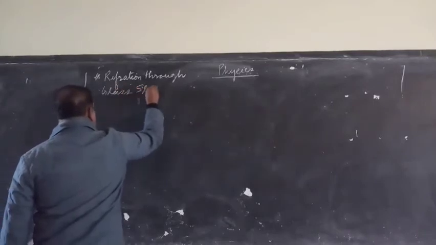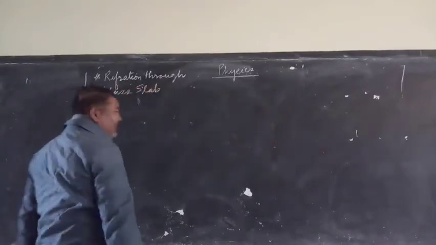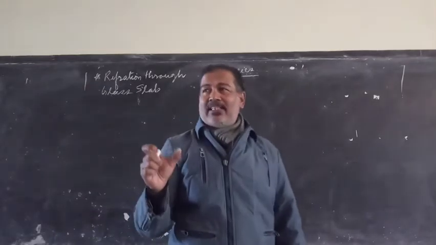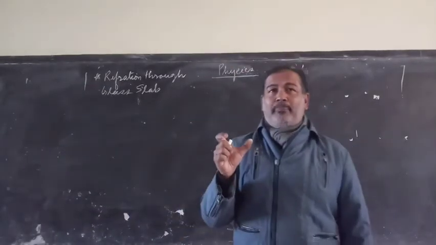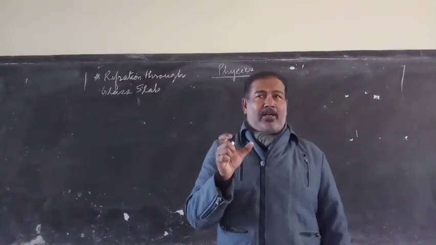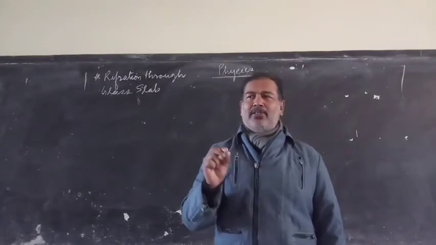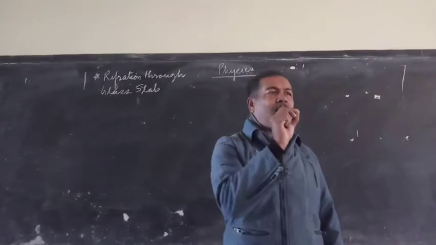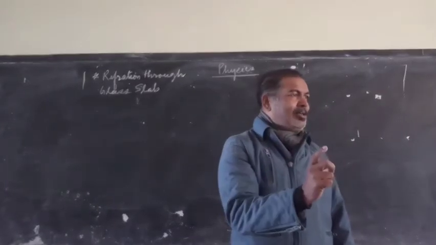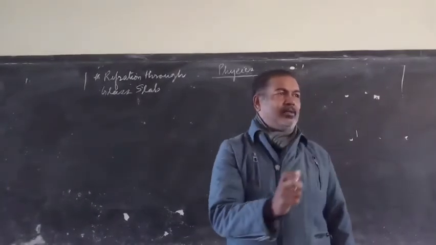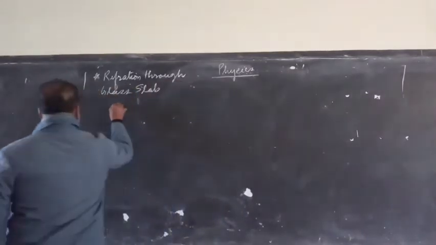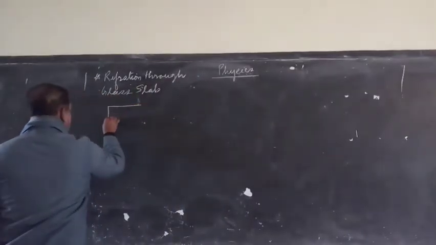Glass slab, not prism, glass slab. A glass slab is a rectangular piece through which refraction takes place. आप ऐसा समझिए कि एक मोटे शीशे का एक छोटा सा रेक्टेंगुलर टुकड़ा. This is your glass slab.